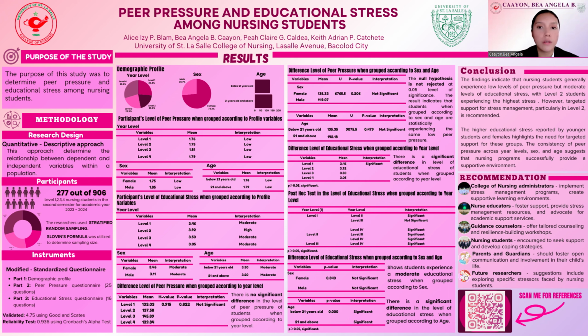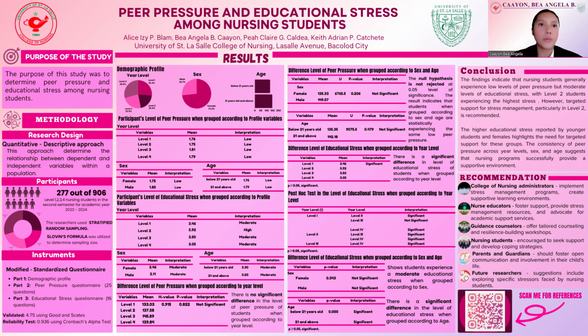In conclusion, in Roy's nursing theory, the adaptive response of an individual is influenced by their developmental stage. Individuals in different age groups may have varying capacities for adaptation and may respond differently to the same stimulus. For the conclusion, the findings indicate that nursing students generally experience a low level of peer pressure but moderate levels of educational stress, with level 2 students experiencing the highest stress.